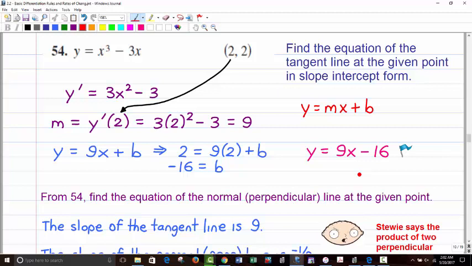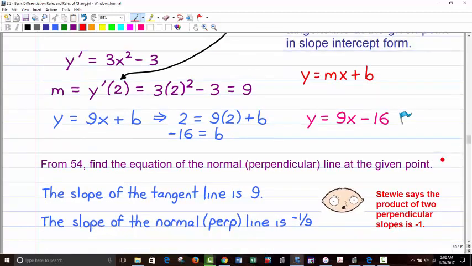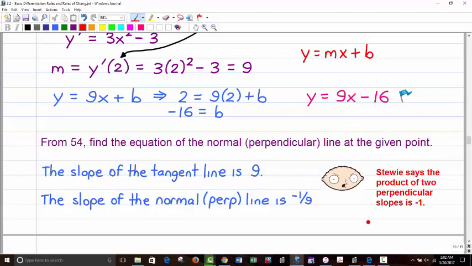Now suppose I want to know the equation of the line that's perpendicular to that tangent line at that point. Okay, this brings back something from algebra days. Stewie's here to remind you that the product of two perpendicular slopes is -1, meaning you may remember it as saying the negative reciprocal. One of them is the negative reciprocal of the other. So you don't have to do the derivative or redo any of that process. All you have to do is start with the fact that we know the tangent line slope is 9. Therefore, the perpendicular slope of the normal line will be -1 over 9 because it's the negative reciprocal.